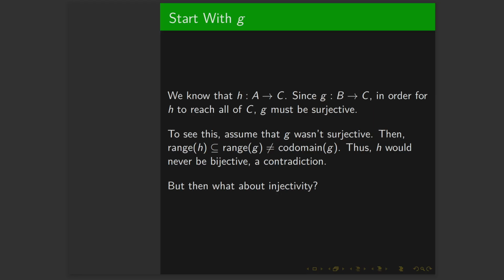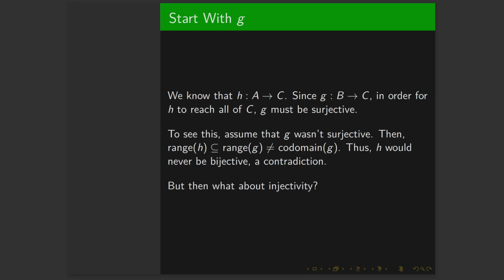And to prove this, we'll assume that G isn't surjective. Then the range of H is a subset of the range of G. You should think about why this is true. Because B is in between A and C, we really don't know if every single value in B will end up appearing when we apply H, for example.